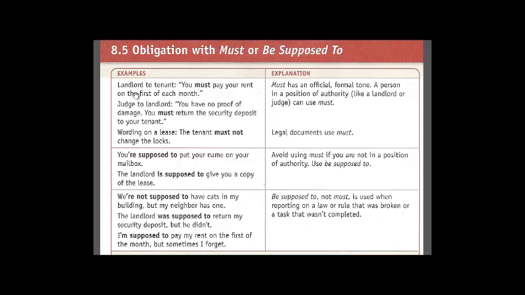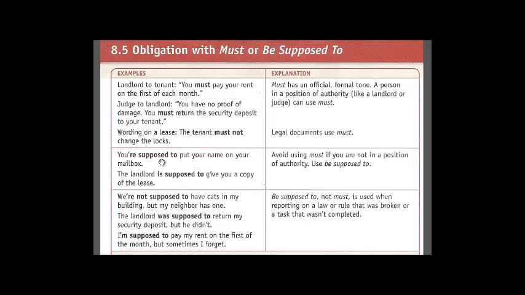If you notice here, the person that came first, the landlord to the tenant, the judge to the landlord, is somebody in authority, somebody that has authority towards the second person. Okay, so it makes it official. Must has an official, formal tone. A person in a position of authority, like a landlord or a judge, can use must. Legal documents use must. Okay, legal documents, something with authority.